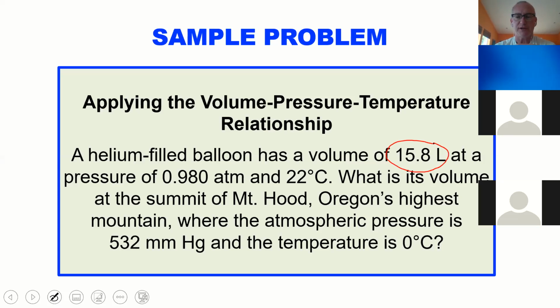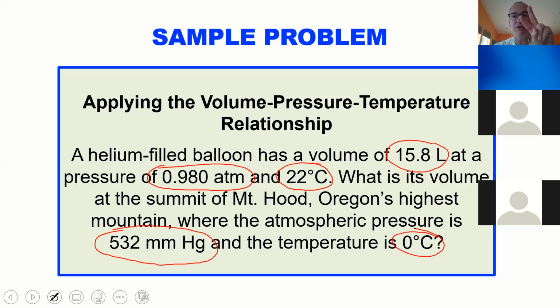And the pressure at the bottom of the mountain is a little less than 1 atmosphere, which means it's probably raining. It's Oregon. It's probably raining. So the atmospheric pressure is a little lower than normal, and it's 22 degrees Celsius. So if you hike all the way up to the top of the mountain, the atmospheric pressure is quite a bit less. Mount Hood's pretty tall, and the temperature is now 0. What happens to the volume of your balloon?